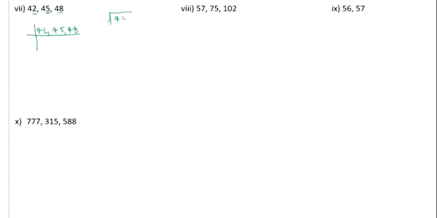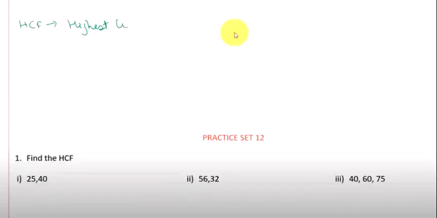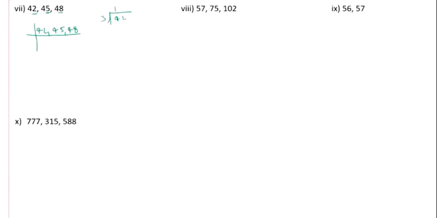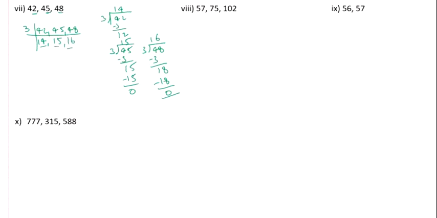For the next set of numbers, you can use the test of divisibility by 3. All the three numbers will be divisible by 3. Check for 42. 3 14s are 42. Similarly, you divide 45 by 3. You have 3 15s are 45. As also the last number, 3 16s are 48 you will have.